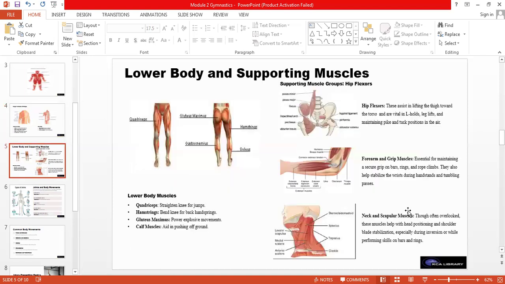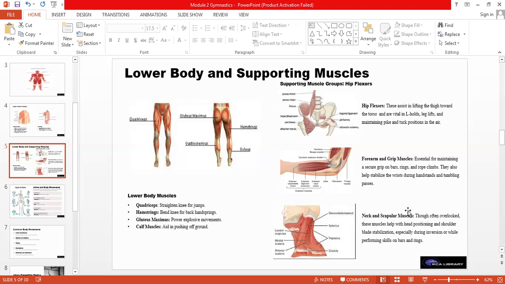Also, we have the lower body muscle, which is also very important when we talk about gymnastics. For this, we have the quadriceps, the hamstrings, the gluteus maximus, and the calf muscle. The quadriceps helps to strengthen the knee for jumps. The hamstring is for bending the knee for back handsprings.